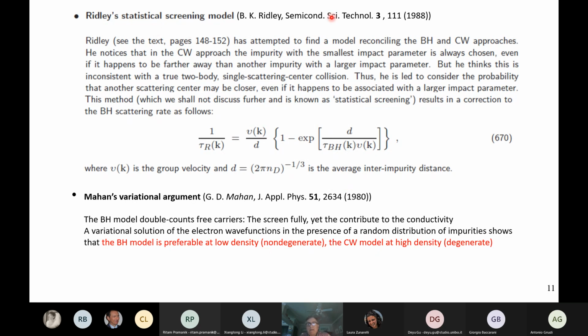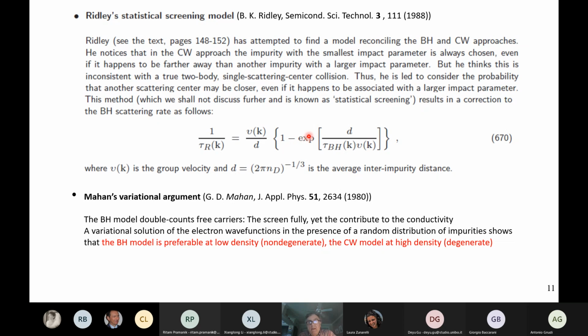And this is something that Brian Ridley did, as you say, in 1988. He tries to merge the two approaches, and he has an expression which takes the Brooks-Herring model, the scattering rate, or here's the scattering time of the Brooks-Herring model. This D is the average distance between the impurities. This is the group velocity of an electron of momentum K. And you find out that the scattering rate can be expressed in this form. And essentially, it gives you something that merges the Brooks-Herring to the Coleman-Weisskopf model.